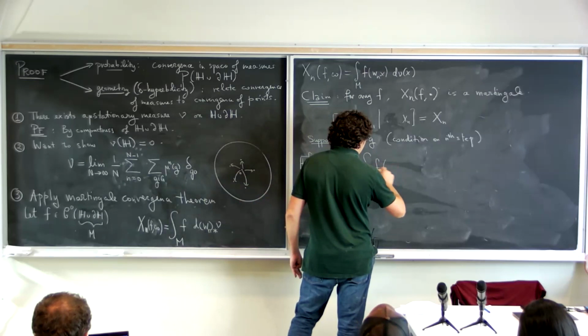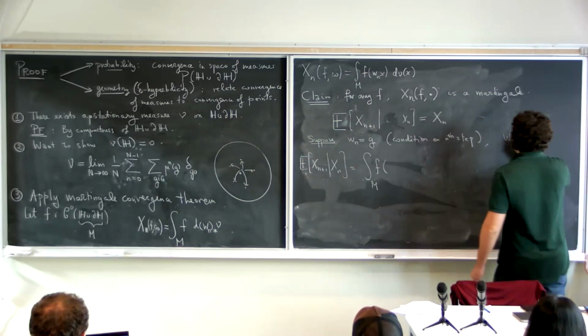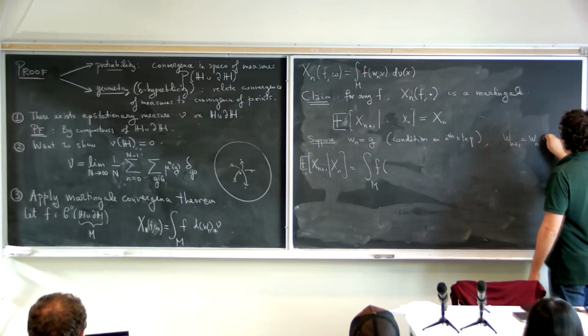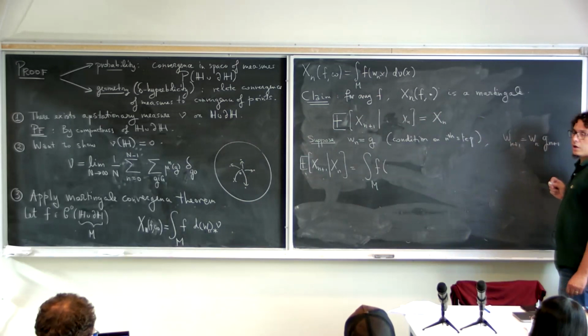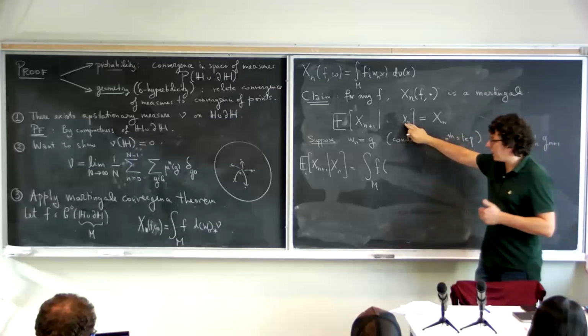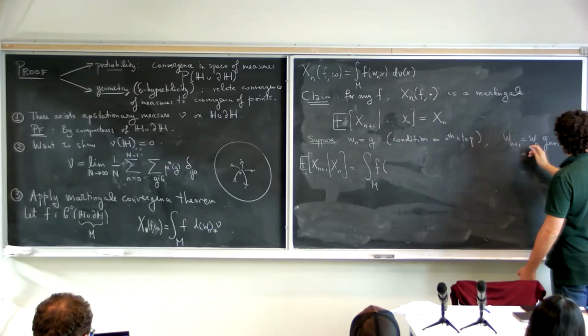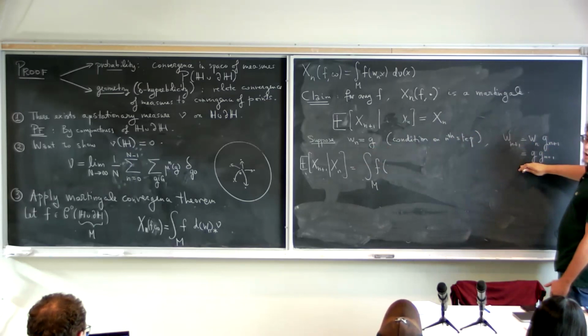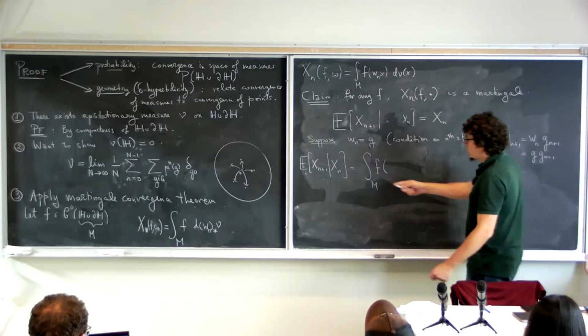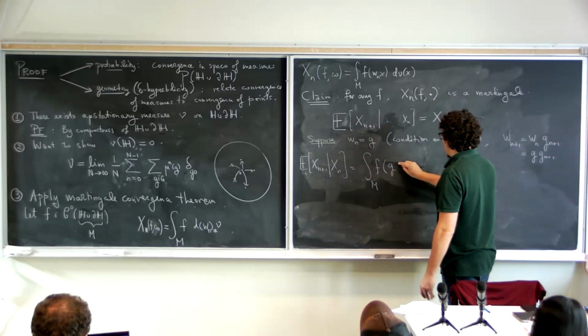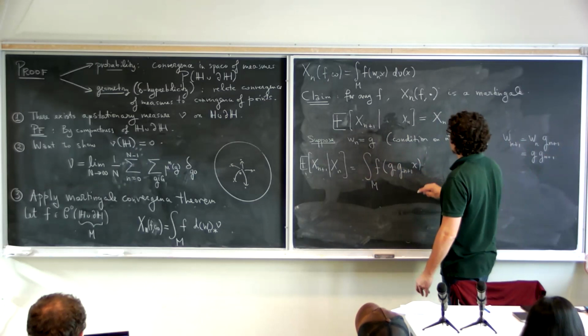Again, what is W_{n+1}? Remember that W_{n+1} is W_n times g_{n+1}. So we are conditioning on time n, which means that we already know what happens at time n. We know that at time n, we are at g. So we could just call it g times g_{n+1}. This is random, but this is no longer random because we are conditioned. So W_{n+1} x is g g_{n+1} x, d nu(x).